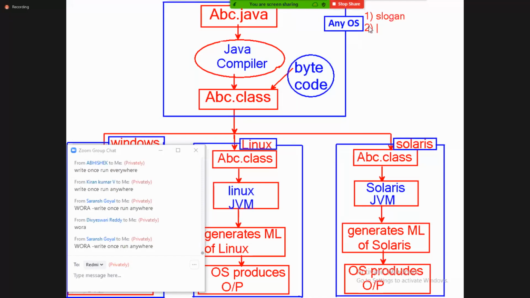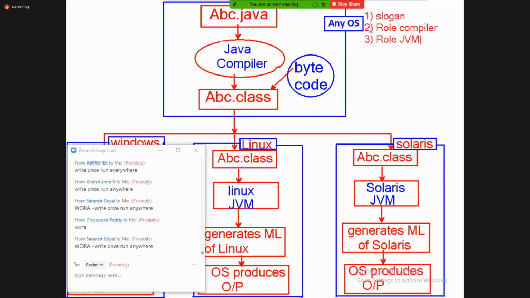Second, tell me, what is the role of the compiler? The compiler is responsible for taking the source code, converting it into bytecode, and saving the bytecode in a new file, a .class file, in the system. That's it. Then, what is the role of the JVM?